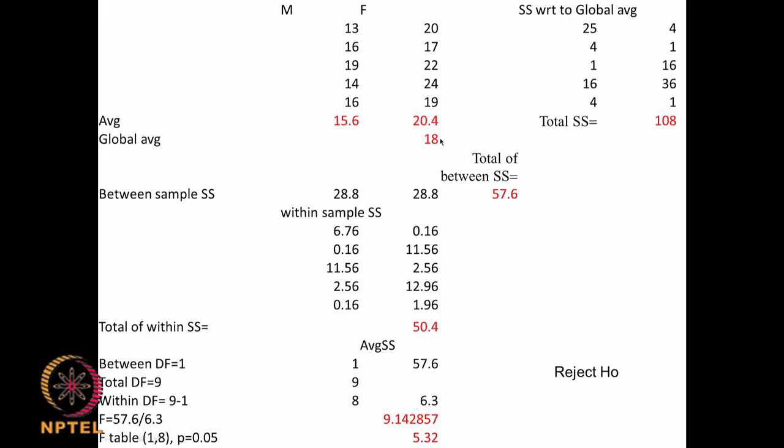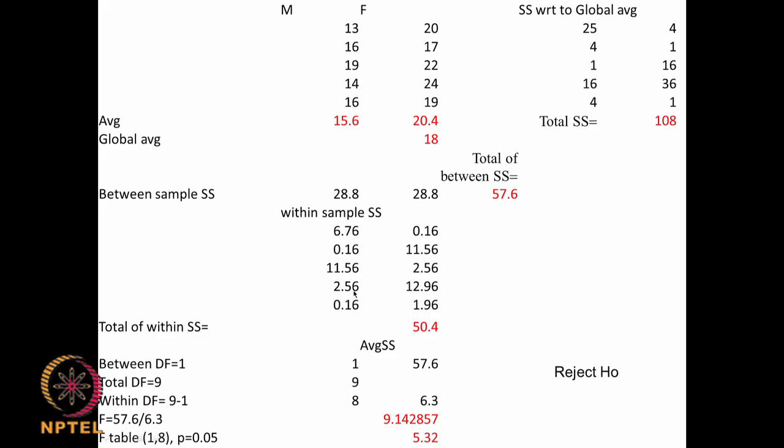20.4 minus 18, okay, that comes to 2.4, squared, then multiply by 5, that should come here. Similarly, here 15.6 minus 18 will come to 2.4, square it up, okay, and then multiply by 5, you will get this answer actually. Then you add all these. Degrees of freedom will be 1 because we have male rats and female rats, 2 groups. So, 1 is the degree of freedom.